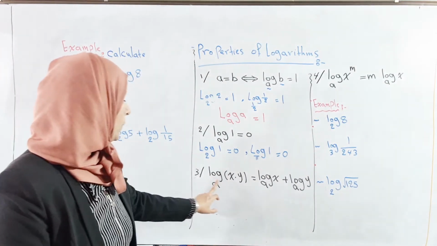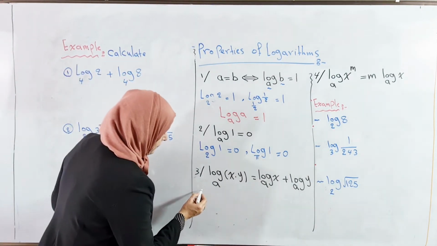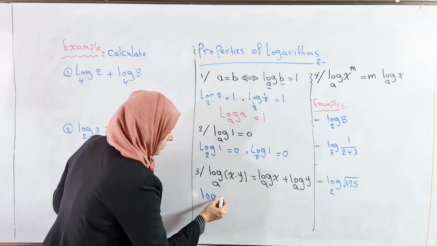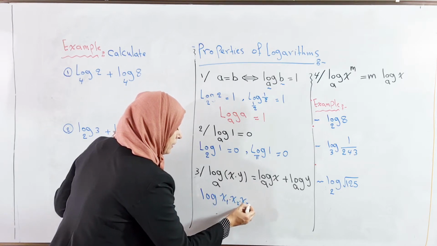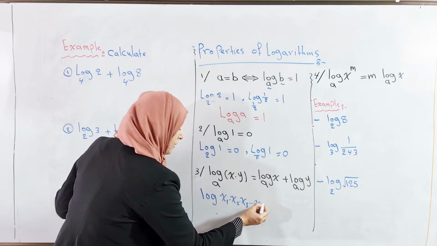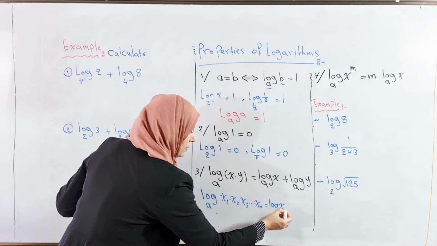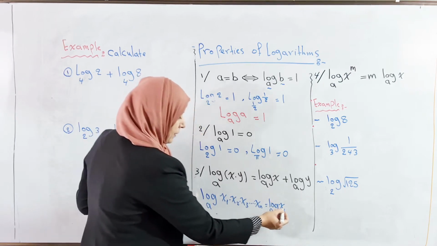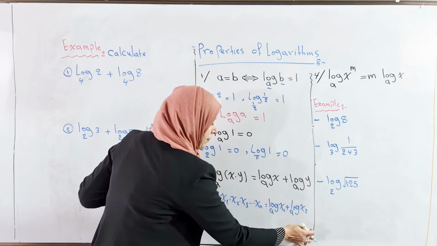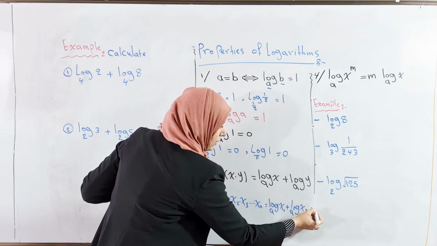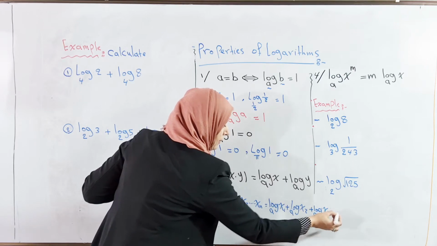Property number 3, we can write it as logarithm of x1 multiplied by x2 multiplied by x3 up to xn. We can write it as logarithm x1 for base a plus logarithm x2 for base a plus logarithm x3 for base a, etc.